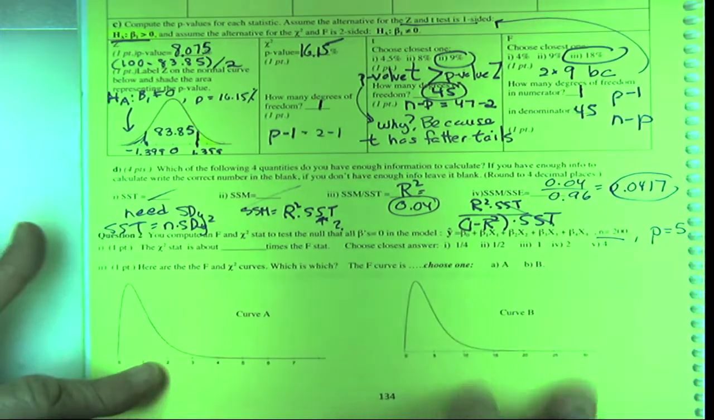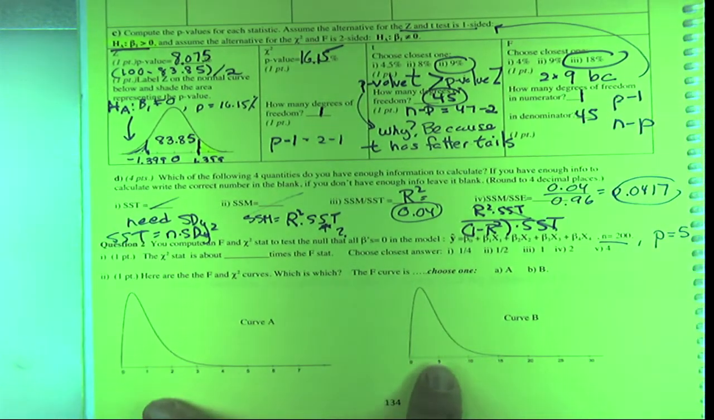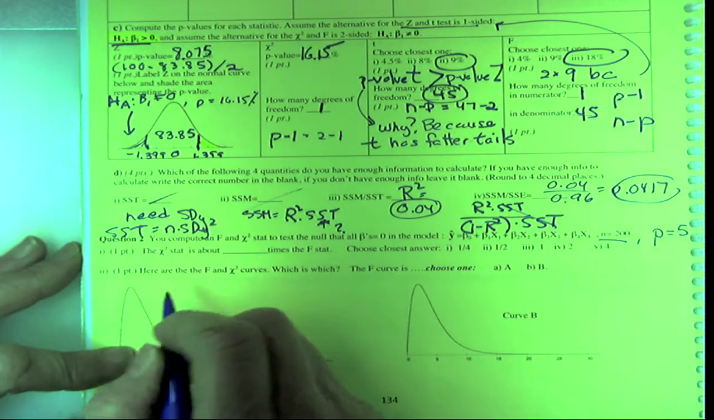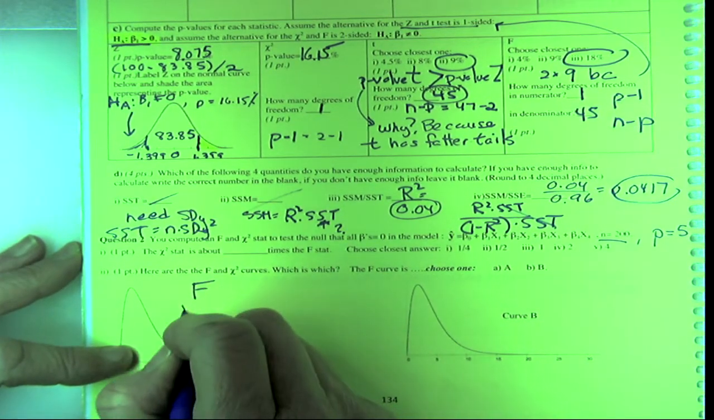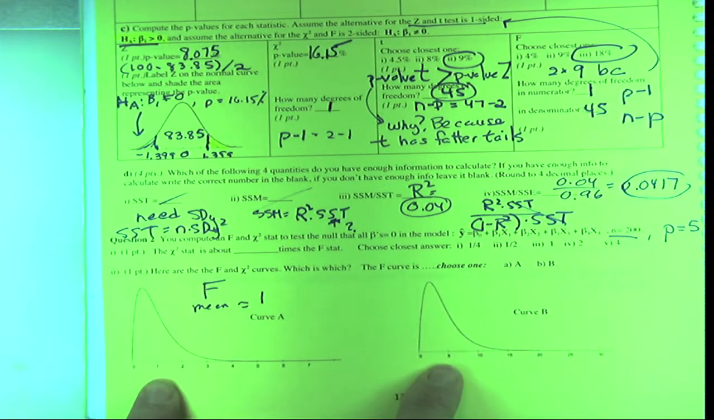It will help if you look at these curves. I drew the curves down here to look at them. Okay, so here's the 2 curves. Which is which? Remember, the F is centered at 1 always, or very close to 1. So the F has a mean of about 1, compared to this one, where the mean is much higher.